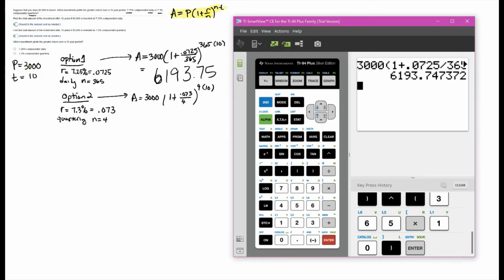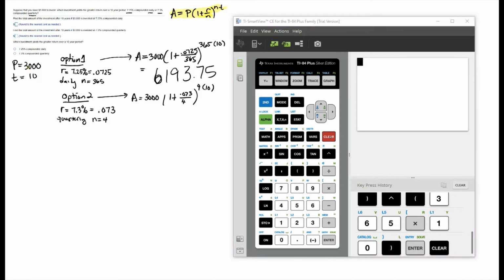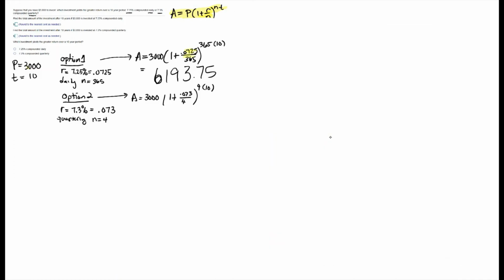But I wanted to show you, just in case you don't have a fancy calculator like this, I'm going to clear this out. And if you don't have a calculator where you can just type that whole expression in, you can still do this. You are going to just need to follow order of operations. So with order of operations, you're going to start on the inside first. You're going to do that division first. Then you're going to add the 1. Exponents come before multiplication, and then we'll finally do that multiplication.